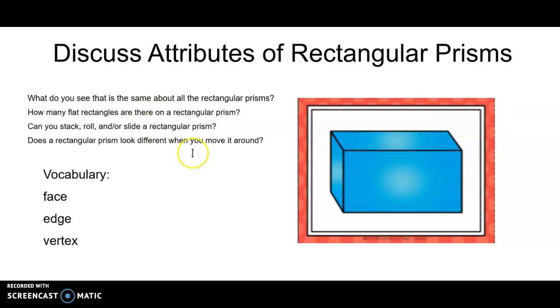Okay? Some questions I want you to talk about. What do you see that is the same about all rectangular prisms? How many flat rectangles are there on a rectangular prism? Can you stack, roll, and or slide a rectangular prism? And does a rectangular prism look different when you move it around? And by that I mean in different positions. You know, tip it on this part, tip it on this part. What does it look like?